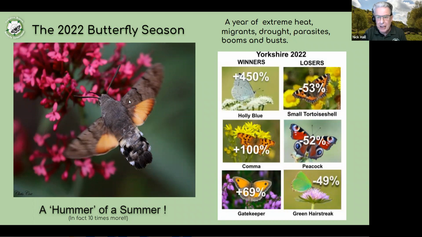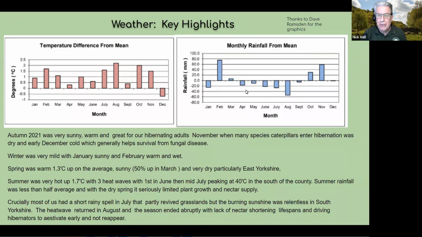Of course, the big story, I think, when you look at the figures, will be the effect of drought. But also in there, one we haven't talked about before, and that's the effect of parasites. And some of them have caused both booms and busts. And the first two here, the two biggest winner, Holly Blue, is all about overcoming its parasite, and Small Tortoiseshell, huge drop in numbers this year, really is being badly affected by a parasite, but also the drought.